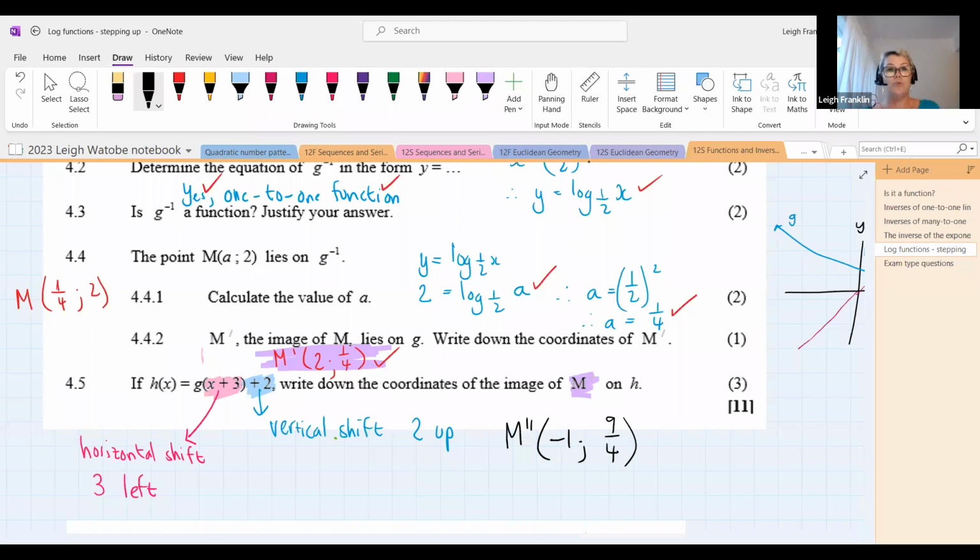9/4, or 2 1/4. Either way you wrote that, it does not matter. Lovely. Well done, everybody. Very good. So there we would get a mark for knowing that we've shifted it 3 units left and 2 units up, and then marks on our coordinates as well. Good job. Well done.